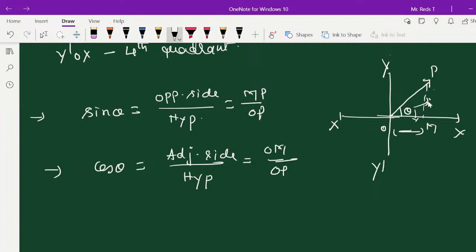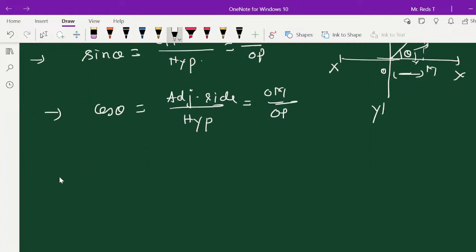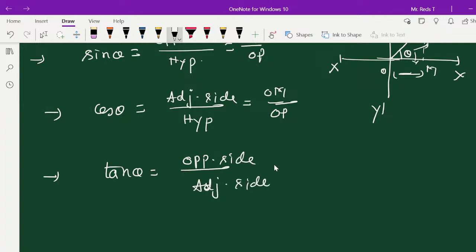This terminology you have to keep in mind, guys. The next, tan theta. Tan theta is equal to opposite side by adjacent side. It is nothing but the ratio of sin theta and cos theta, sin theta by cos theta. That in turn gives opposite side by adjacent side, meaning MP by OM is tan theta. Right. So this is how you get the first three trigonometric ratios.